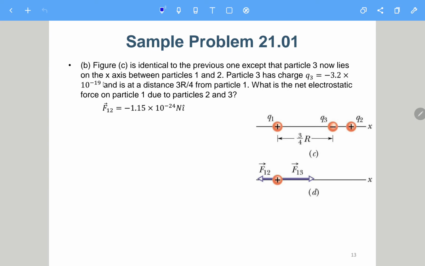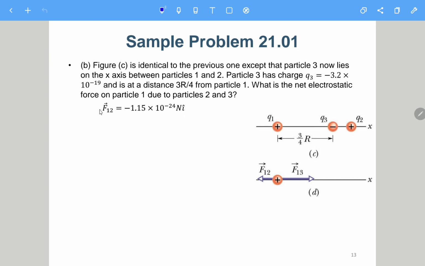And then for the second one, part C is identical to the previous one, except particle 3 now slides on the x-axis. We have one additional charge between Q1 and Q2, and Q3 is negative 3.2 times 10 to minus 19. The distance between particle 1 and 3 is 3R over 4. What is the net electrostatic force on particle 1 due to particle 2 and 3?